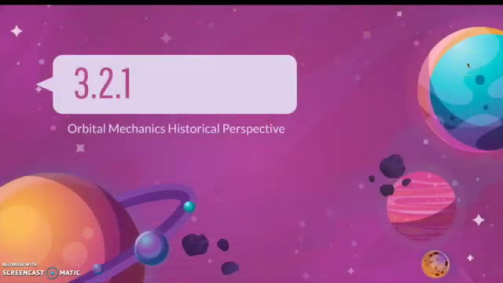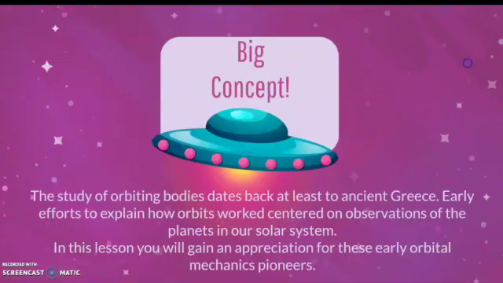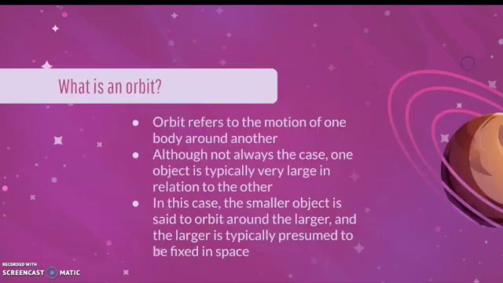This video is an overview of orbital mechanics from a historical perspective and is 3.2.1 from our curriculum. So our big concept for this lesson is that the study of orbiting bodies dates back at least to ancient Greece. Early efforts to explain how orbits worked centered on observations of the planets in our solar system. In this lesson, you will gain an appreciation for these early orbital mechanics pioneers.